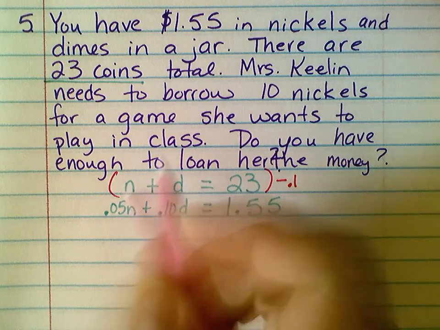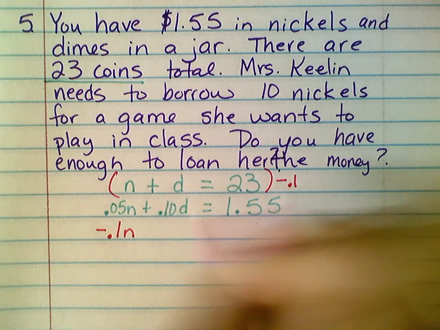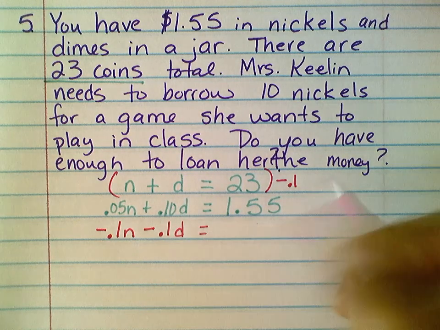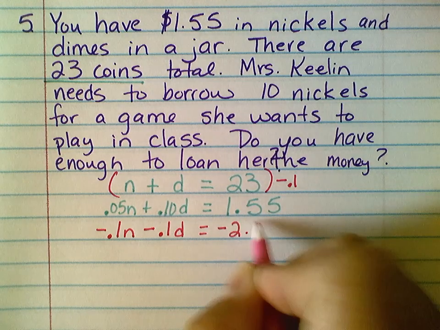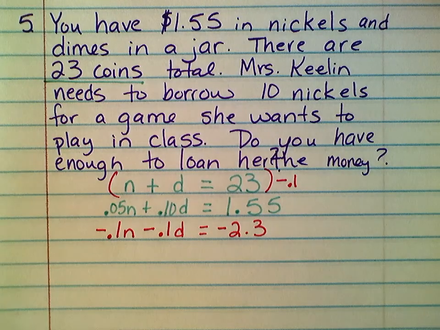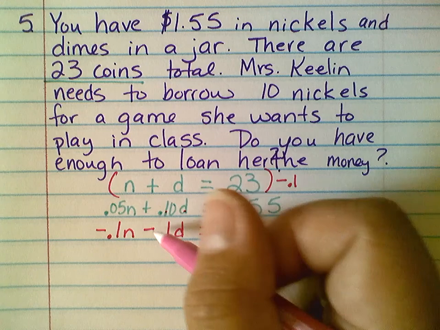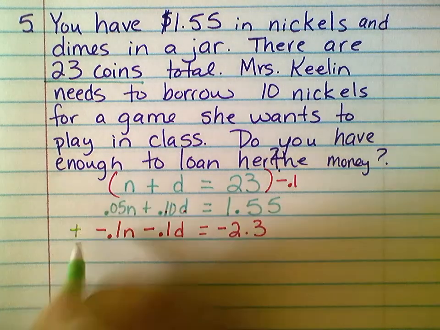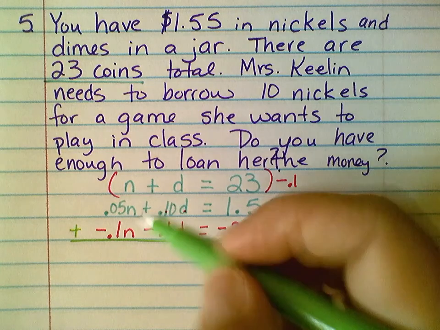So negative 0.1 times the n is negative 0.1n. Negative 0.1 times the d is negative 0.1d. And negative 0.1 times 23 is negative 2.3. So now I have what I wanted, a positive 0.1d and a negative 0.1d. So I know they will cancel or eliminate. And I can add my two equations together to solve.